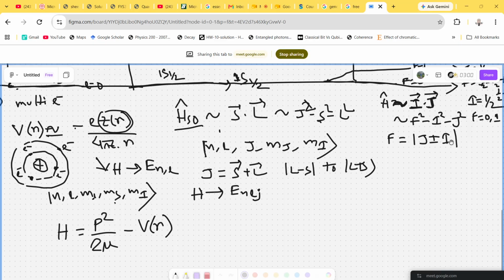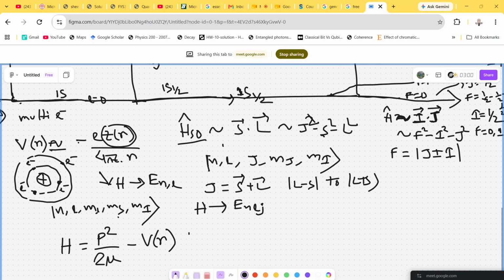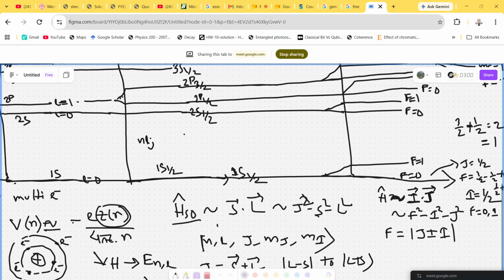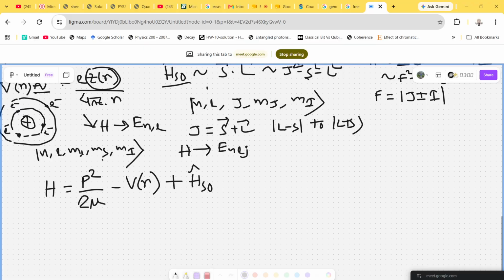Then you come to spin orbit interaction. Then you add another term, H of spin orbit, that lifts the degeneracy as I showed you here, like 2p 1/2, 2p 3/2, the j term comes now. Then again they add another term, that is nuclear spin. There is a nuclear spin term, and spin orbit interaction. So that will give you the F values.